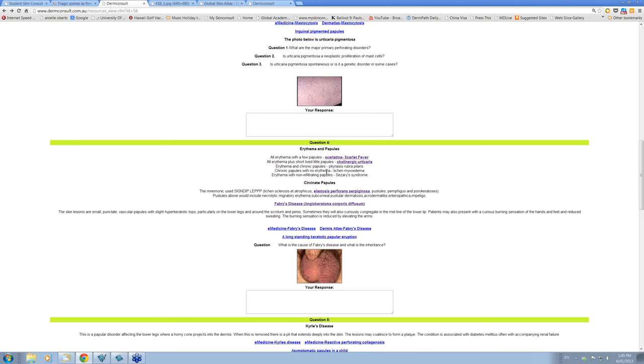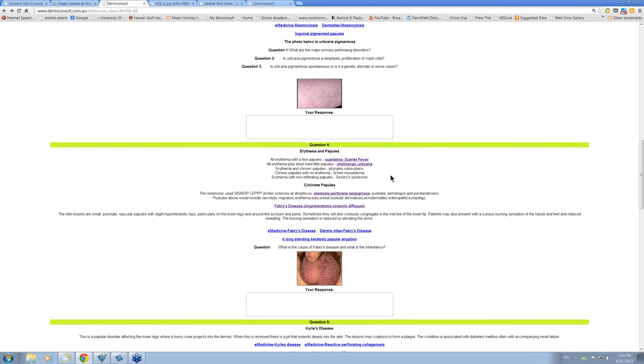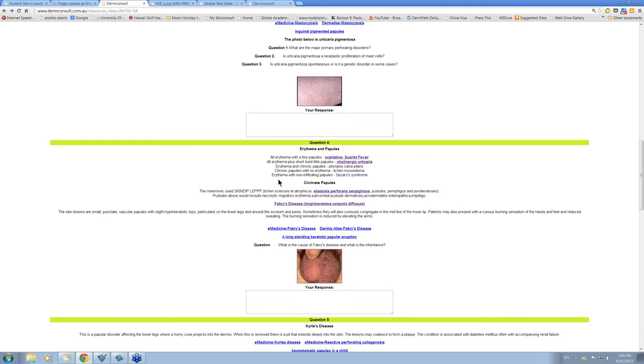Chronic papules with no erythema. Well, don't know why that's up there. Lichen myxedematosus, particularly in the arms. Remember, lichen amyloidosis is particularly in the legs. Erythema with non-infiltrating papules. That's Sézary syndrome. That's a T-cell lymphoma of the skin. It's the erythrodermic phase of a T-cell lymphoma, diagnosed by having 1,000 or more Sézary cells in the blood. It's a leukemic form of a T-cell lymphoma.